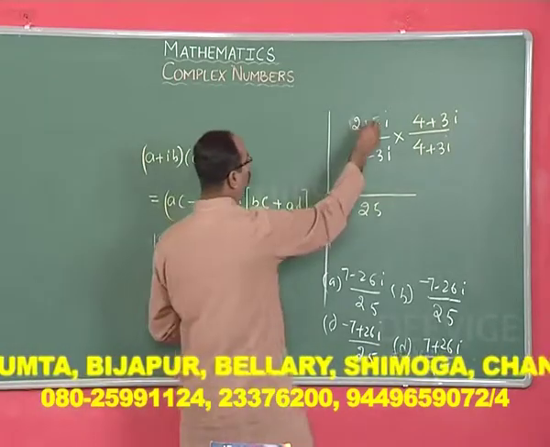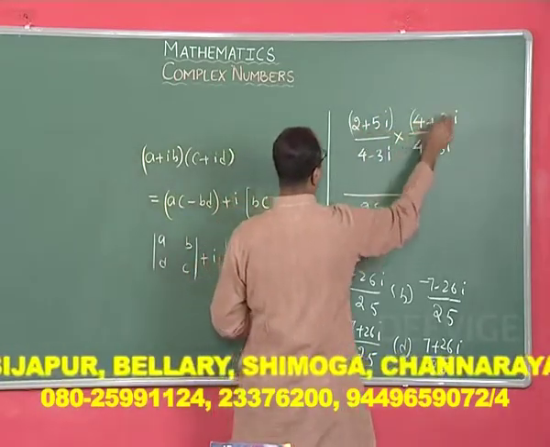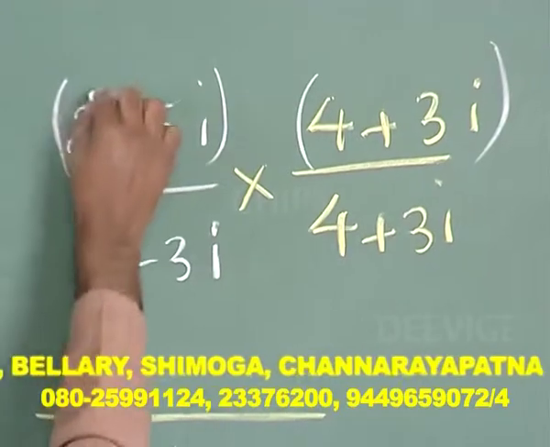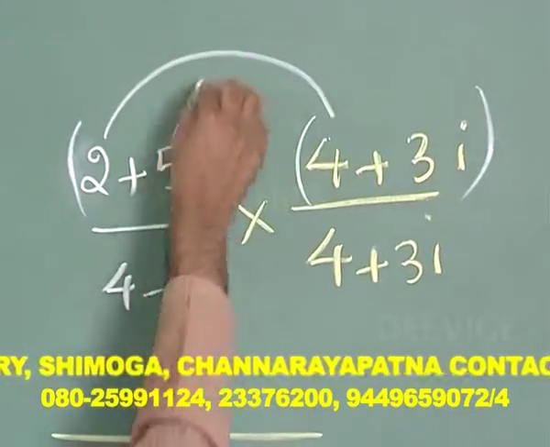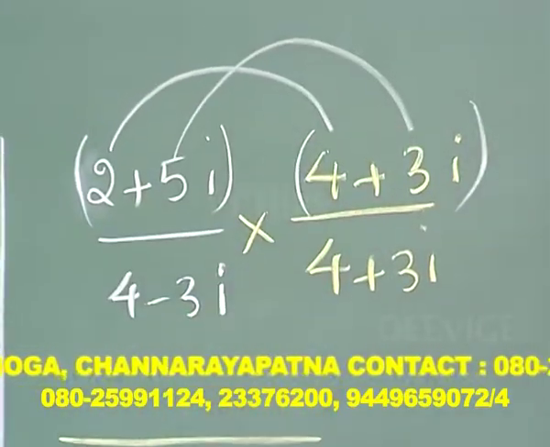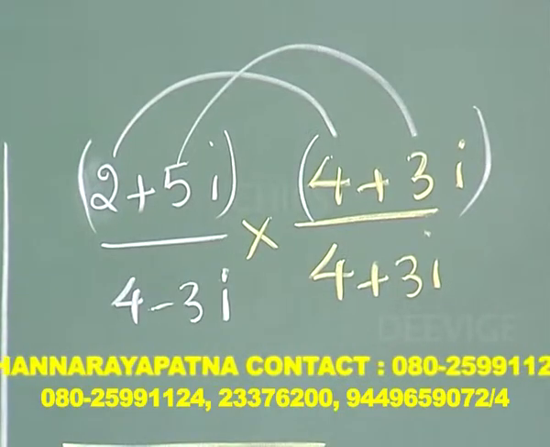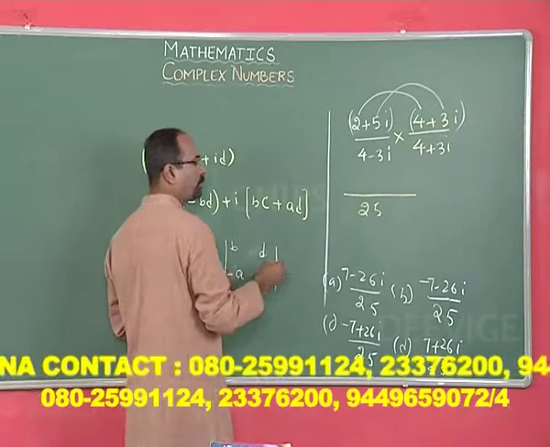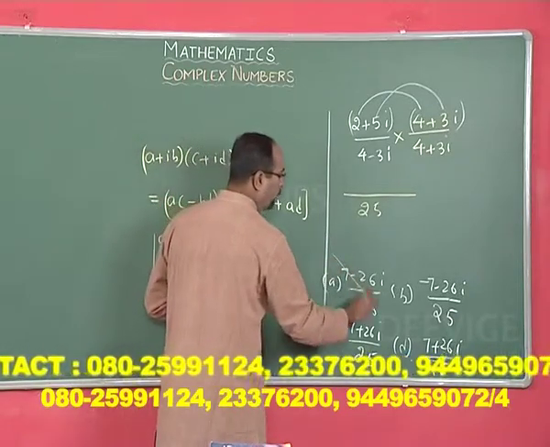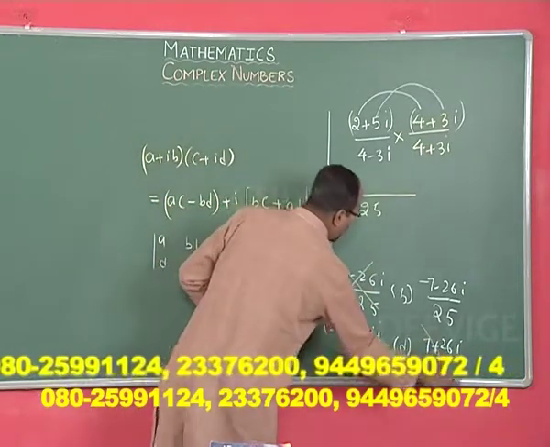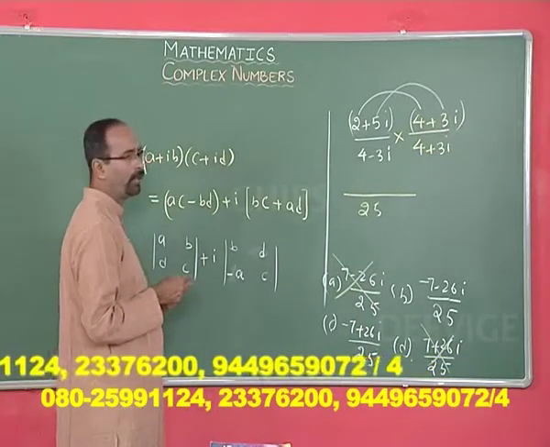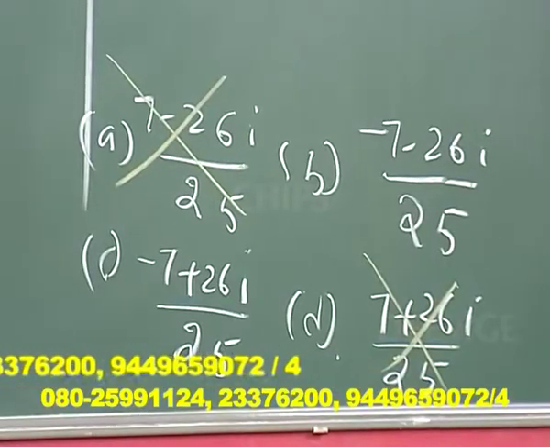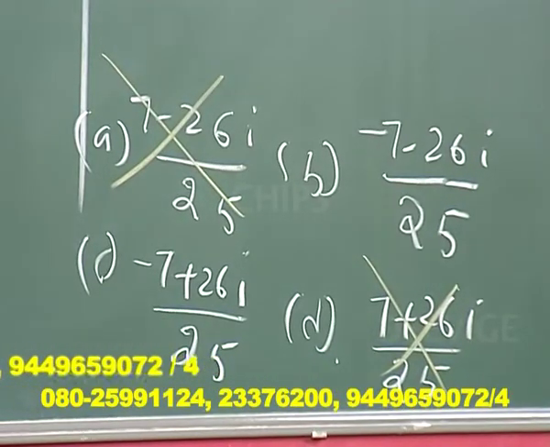It is (2 plus 5i) multiplied with (4 plus 3i). 2 into 4, 8. 5 into 3, 15. 8 minus 15 is equal to minus 7. Minus 7 is a must in the answer as a real part. Therefore, option A and option D are ruled out because you have got plus 7 there. Now we have to choose whether option C is correct or option B is correct.